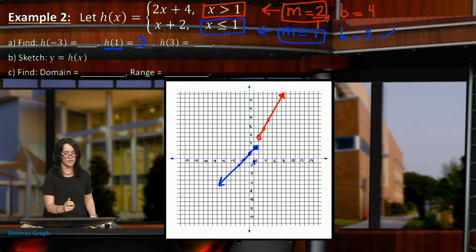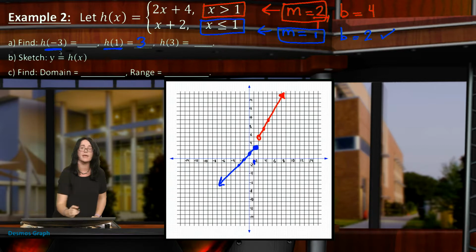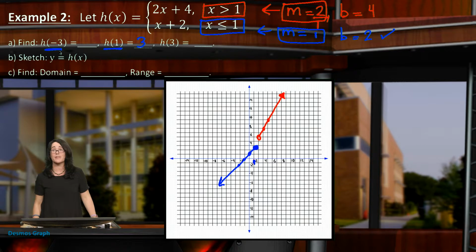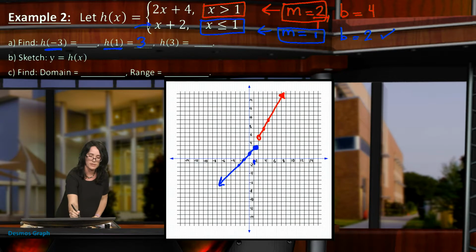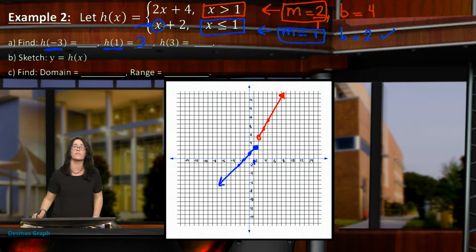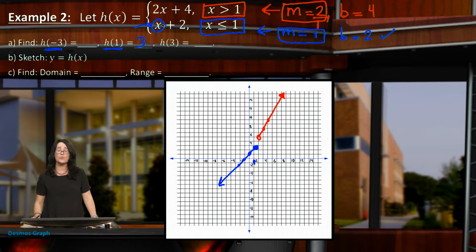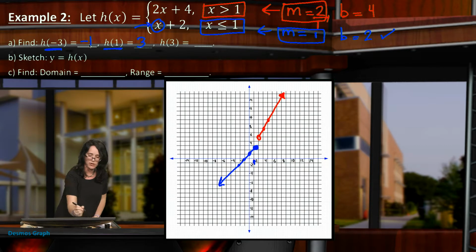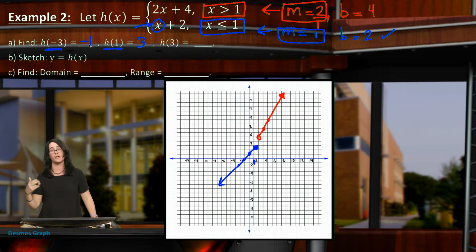Okay, we can answer the other questions easily using the equations. h of negative 3, well, that would be our second piece again. Replacing x with negative 3 here. Negative 3 plus 2 is negative 1. So we should check in our graph that that makes sense when we actually compare our sketch with these answers. If you do it correctly with your ruler and your graph paper, they should match up nicely. When you put an input of negative 3, you should get the output of negative 1. We already answered h of 1. When you have an input of 1, we get the output of 3.